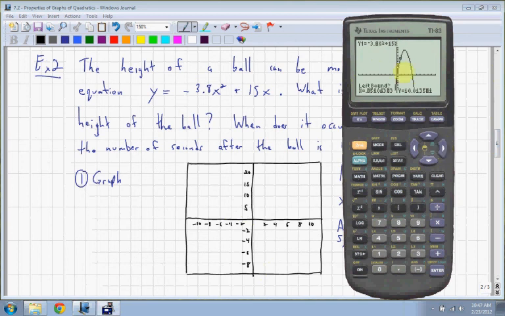And I move my cursor so that it's just to the left of that top point. It doesn't matter if it's right to the left or a lot to the left, as long as it's to the left. So there, that's a good place. So I press enter. Then it comes up right bound.